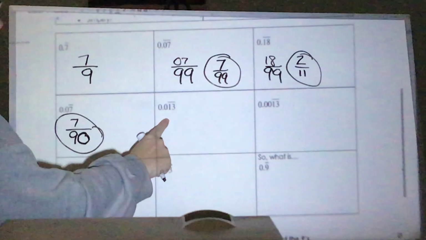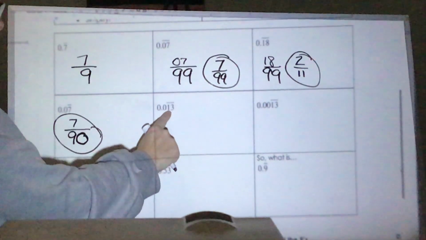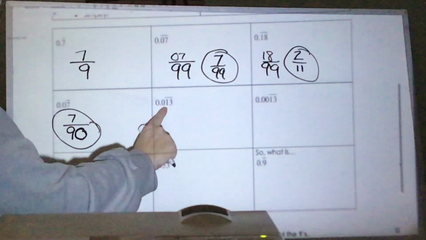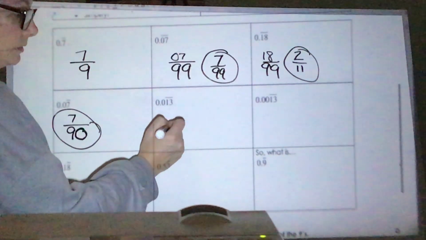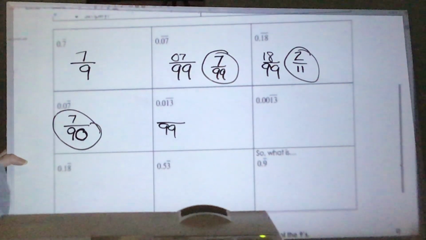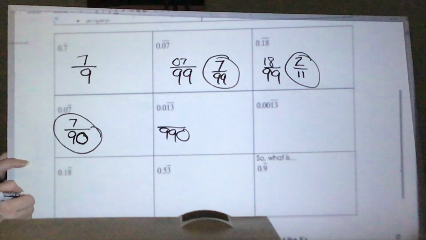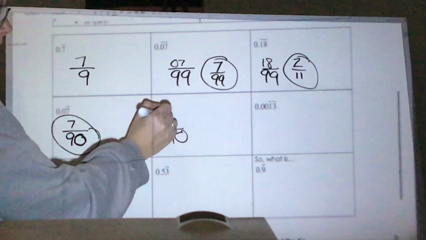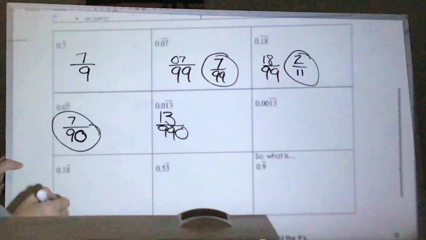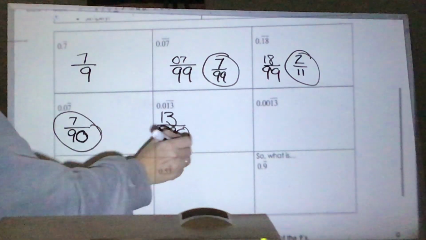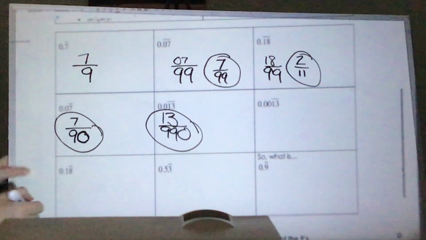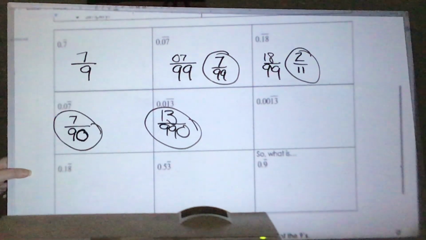Our next example, we have two numbers that are repeating and a 0 that isn't. So we have two 9s for the numbers that are repeating and a 0 for the 0 that's not repeating. And our numerator is going to be 13. We can't simplify this anymore, so our final answer is 13/990.